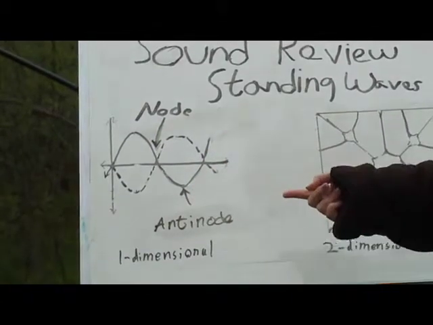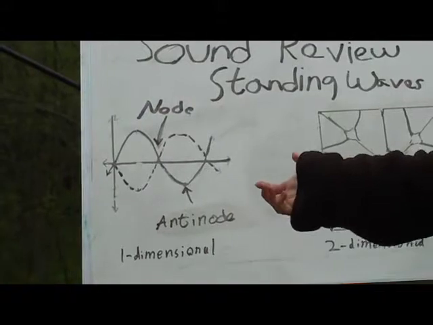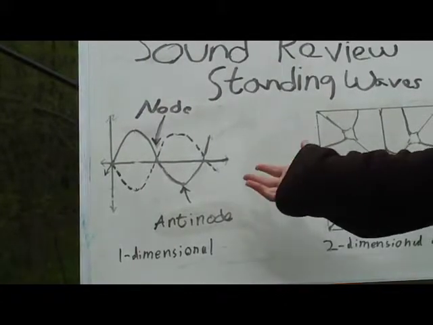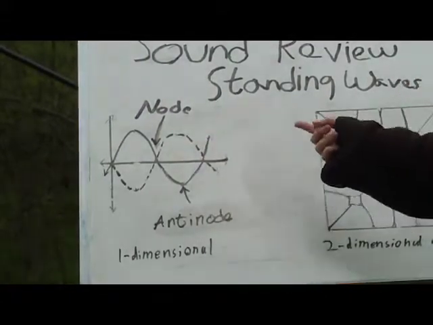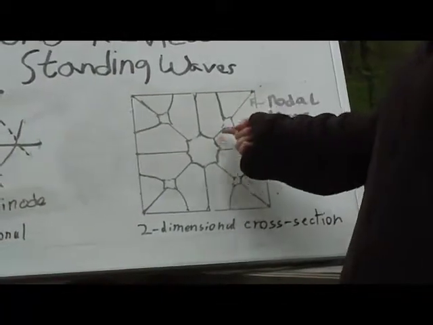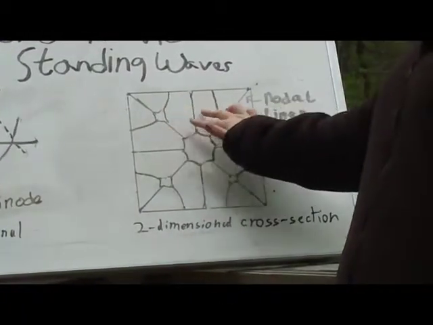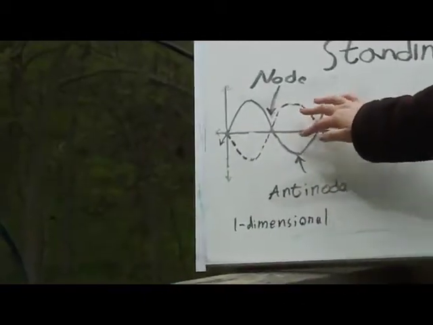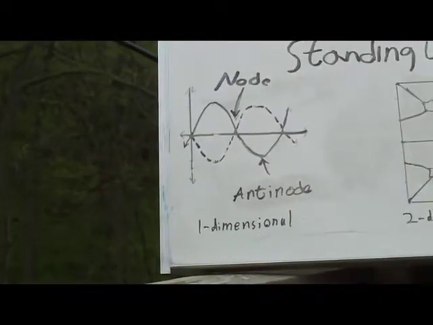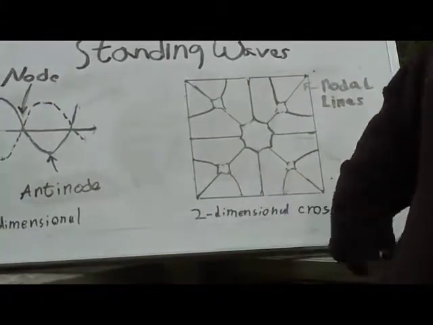When you switch to two dimensions, like you would on a Chladni plate, nodes become lines, called nodal lines, and they're represented here by all these lines. And these areas of white are essentially the same as here, but mathematically we do not know where the antinode is here.